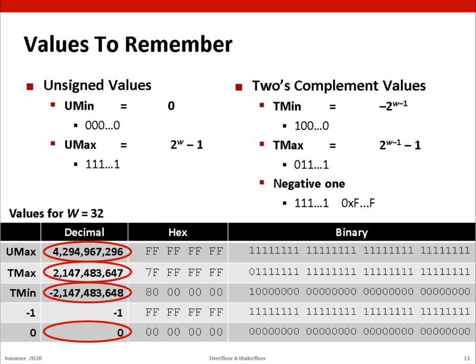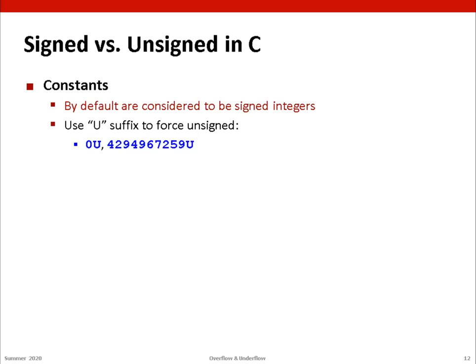Let's look into some programming aspects of signed and unsigned representation in the C programming language. In C, we use the character U to represent an unsigned constant. The constants by default are considered to be signed integers, and you need the U character to represent it otherwise.